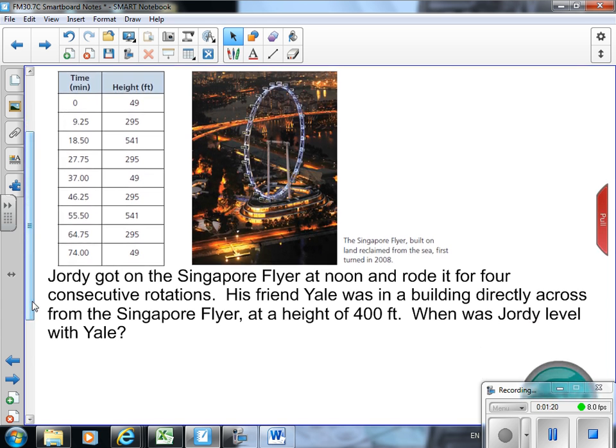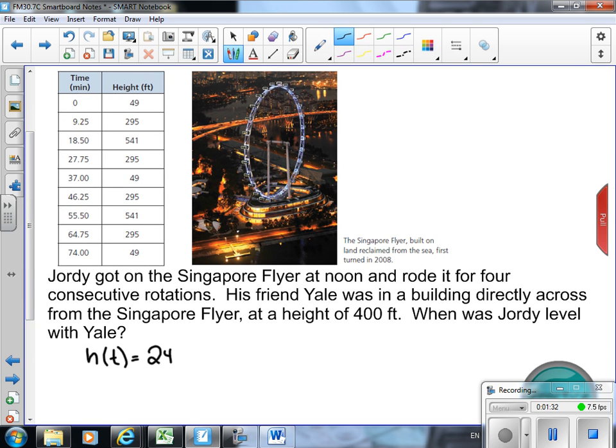That's just the equation, which would be h of t, because it's height in feet, time in minutes, equals 246 sine 0.169816 t, or x it will say on your calculator, minus 1.5708 plus 295.